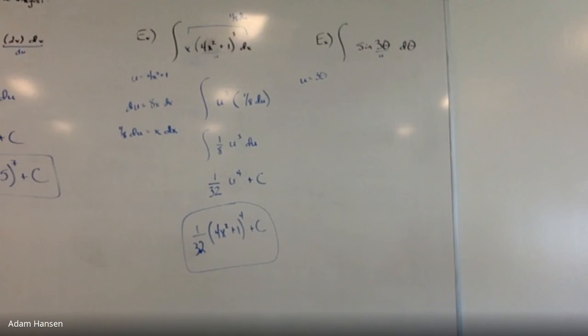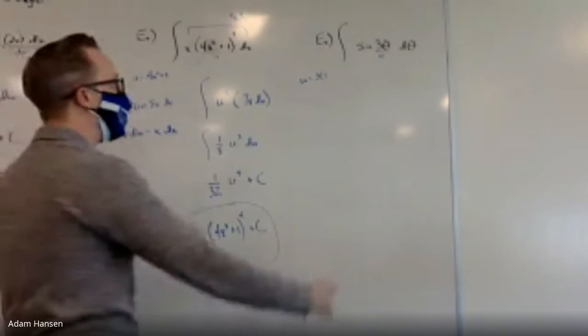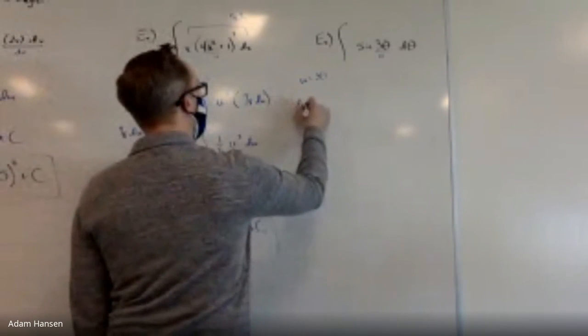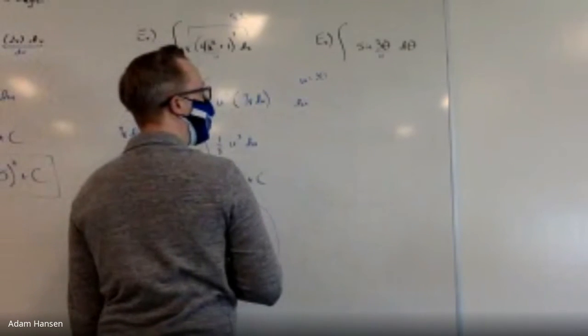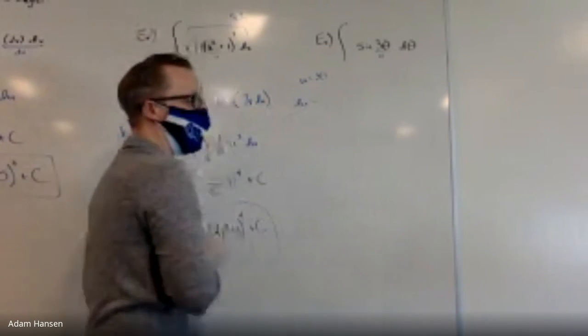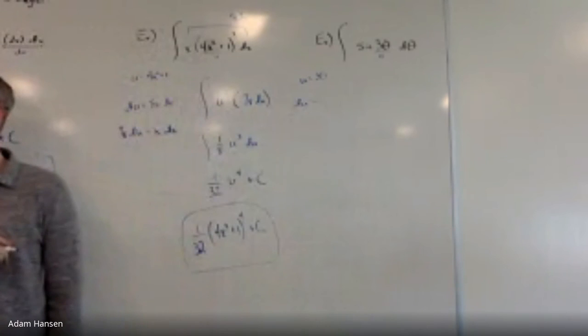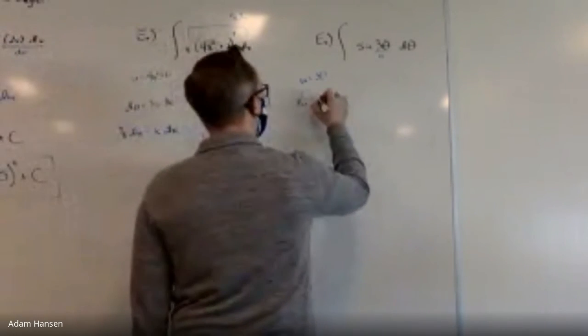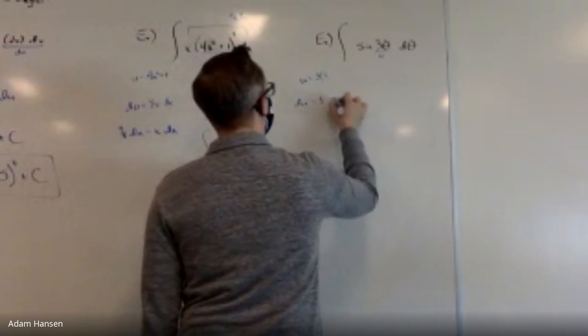Now let's take the derivative with respect to theta. The derivative of u, we're going to call du. D is for derivative of u. That's equal to what? What is the derivative of 3 theta? Theta is like any other variable, like x. So 3 d theta.